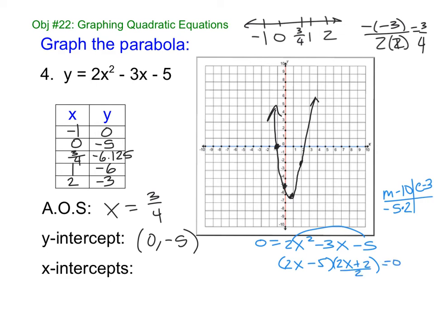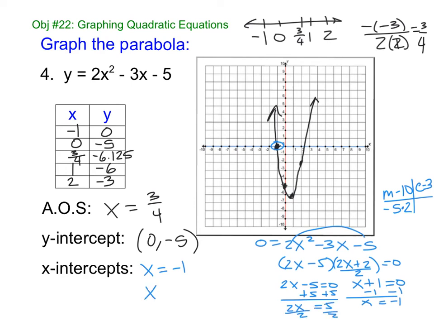Divide by 2. 2x minus 5 equals 0. X plus 1 equals 0. And we actually already had the -1, right? We had that point. So x equals -1. And then over here we add 5 and divide by 2. So x equals 5/2.